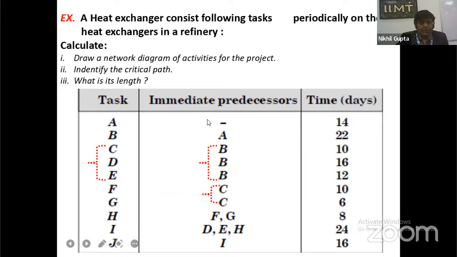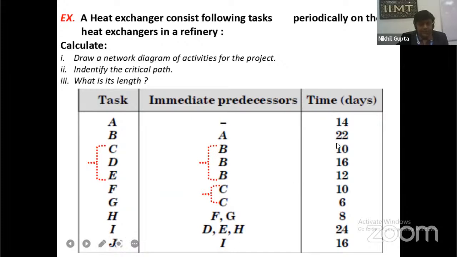Similarly, these are the predecessors. There is no predecessor for activity A, so A is the starting activity, and A is the predecessor of B. B is the predecessor of C, D, and E. Similarly, F and G have C as the immediate predecessor. H is directly preceded by F and G. Similarly, I follows D, E, and H, and J follows activity I.